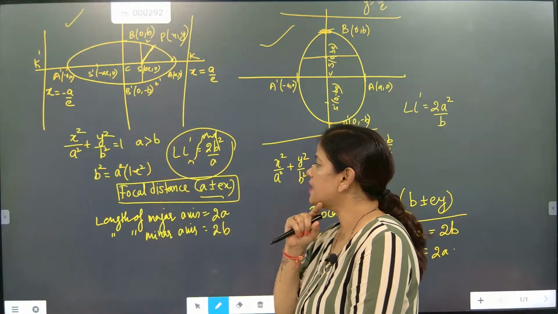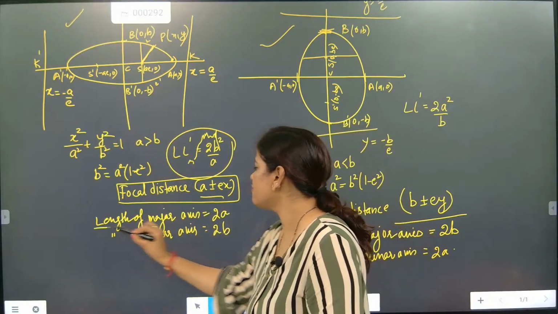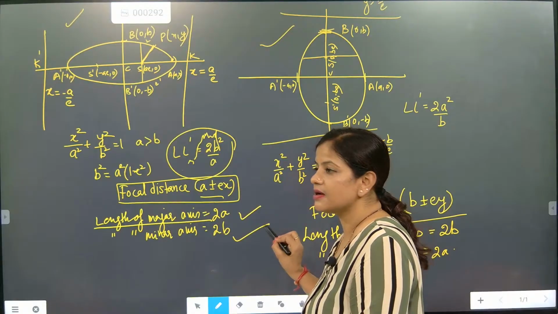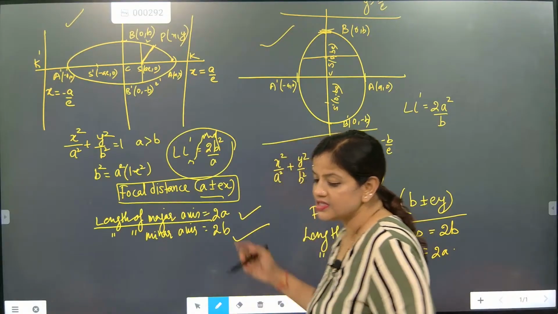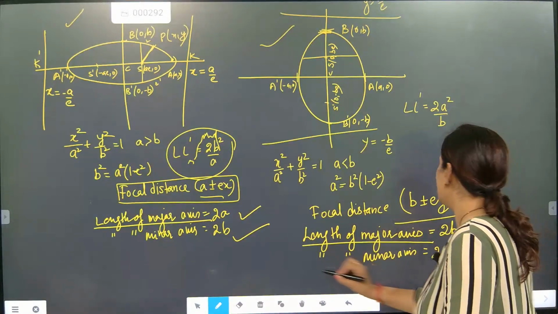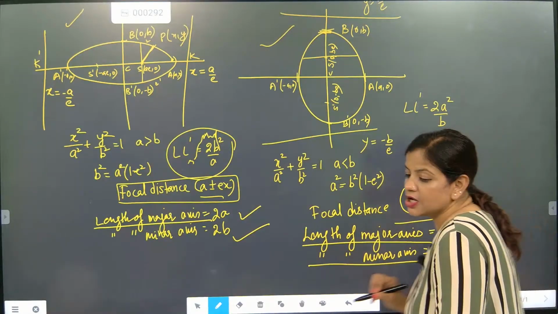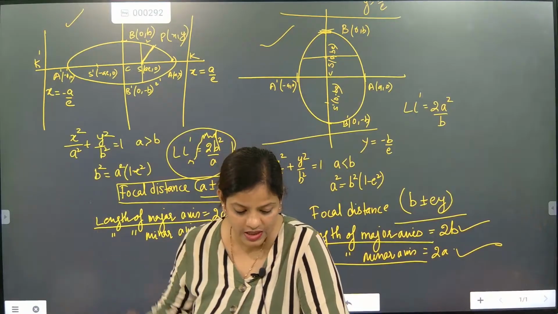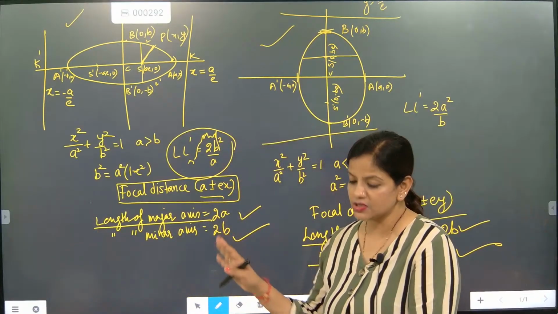Please keep it. Yeah. So actually the length of major axis is coming as 2a and the length of minor axis is coming as 2b. So here it will just reverse. It will become length of major axis 2b and length of minor axis 2a. Just understand this one. So length of major axis and minor axis will change. I hope everything is now crystal clear.